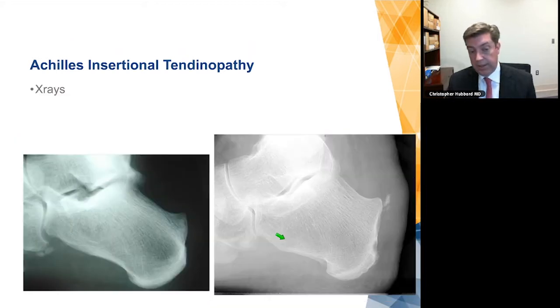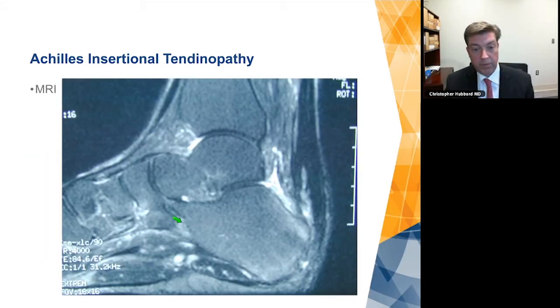X-rays typically show or can show this calcification in the tendon. So if there's been a long-standing degeneration or tendinosis, you'll see this calcification in the tendon itself. This squarish back of the calcaneus is the Haglund's prominence, which is harder to see in the sagittal plane. It's more of a posterior lateral projection, but is not uncommon with these types of insertional tendinosis.